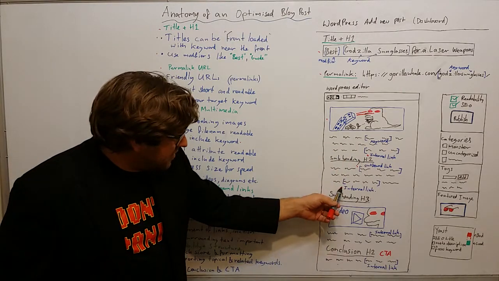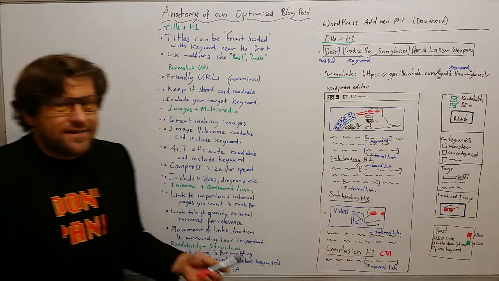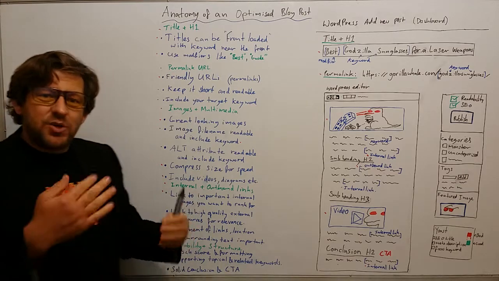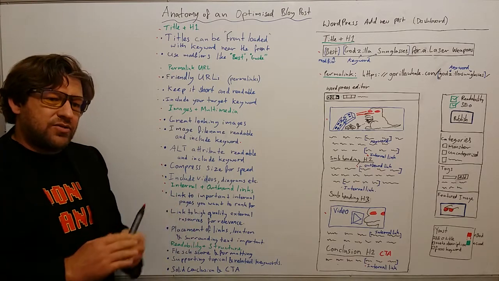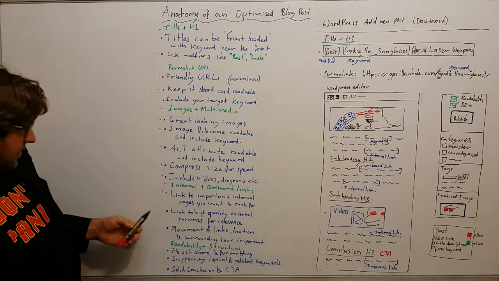So place a few internal links within your article. The idea is that we hope people will click on those links, right? But if they don't, it helps Google crawl and go through to your other pages, and it shows importance and relevance.